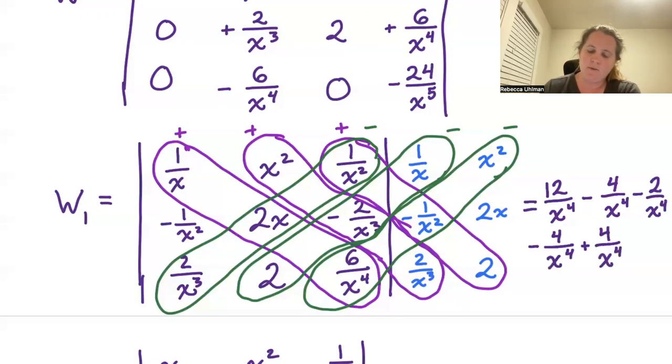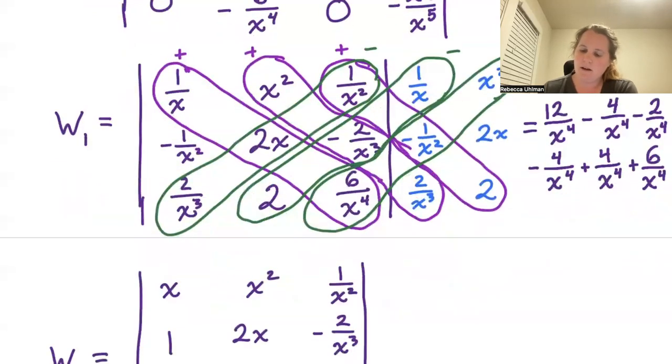And then that very last one, we're subtracting off x squared times negative 1 over x squared times 6 over x to the fourth. So we are subtracting off negative 6 over x to the fourth, or adding 6 over x to the fourth. This winds up with 12 minus 4 is 8, minus 2 is 6. The minus 4 and plus 4 cancel, and then plus 6, we wind up getting 12 over x to the fourth. So we know that W1 is 12 over x to the fourth.